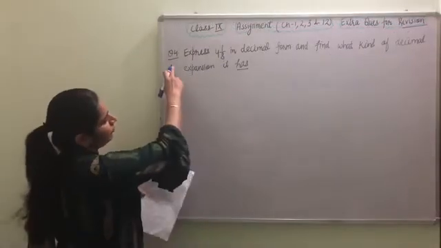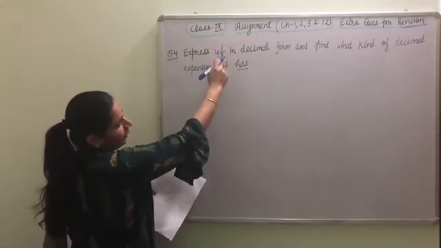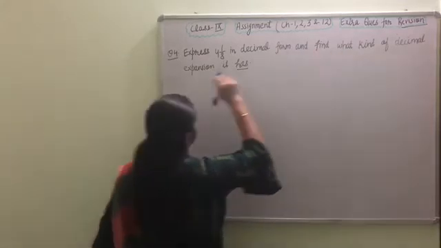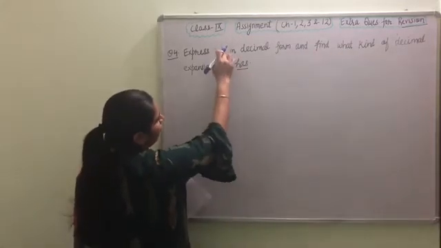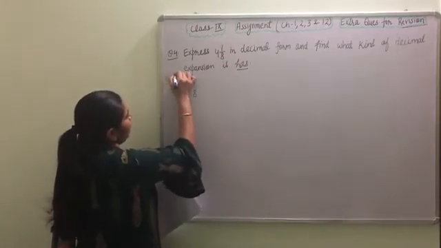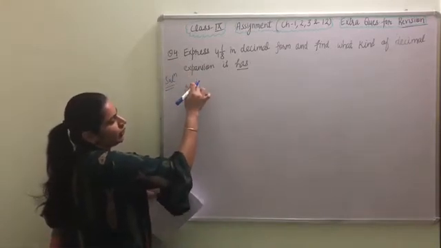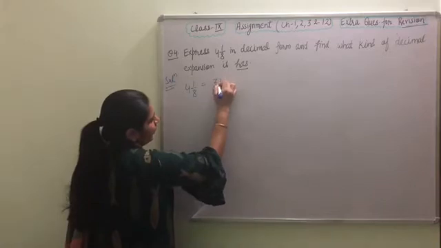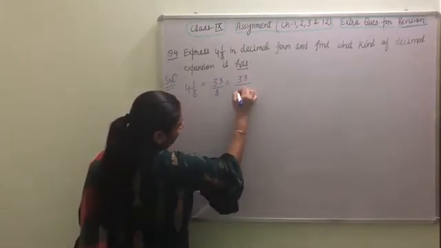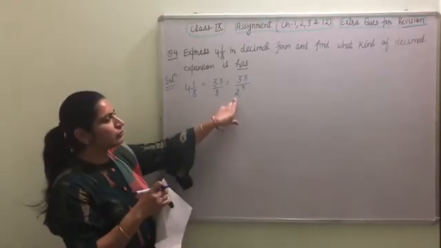Okay, question number 4. We have to express this number, 4 and 1 by 8, in decimal form, and we have to find what kind of decimal expansion it has. The given number is 4 whole 1 by 8. I can write it in the simplest form: 8 times 4 is 32 and 1 is 33, so 33 by 8. This 8 I can write as 2 raised to the power 3.